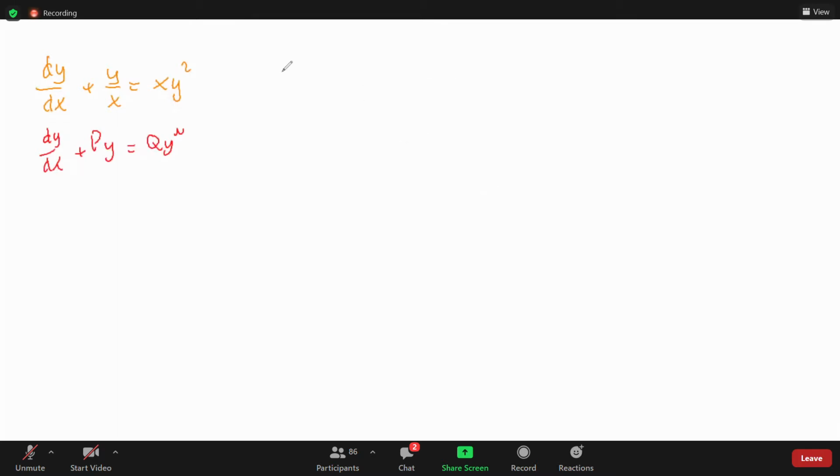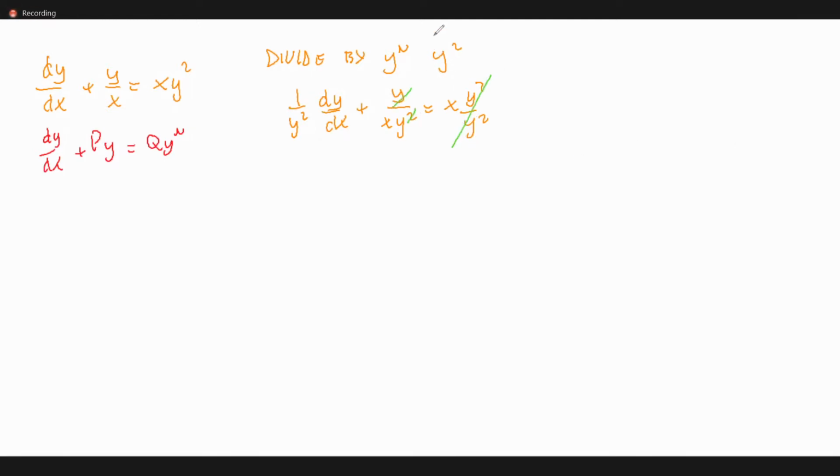The first step is to divide by y to the power of n. In our case, we have y squared. So we divide all terms by y squared so that the equation becomes 1 over y squared dy/dx plus y over x y squared is equal to x y squared over y squared. So these two cancel out. This one cancels out.